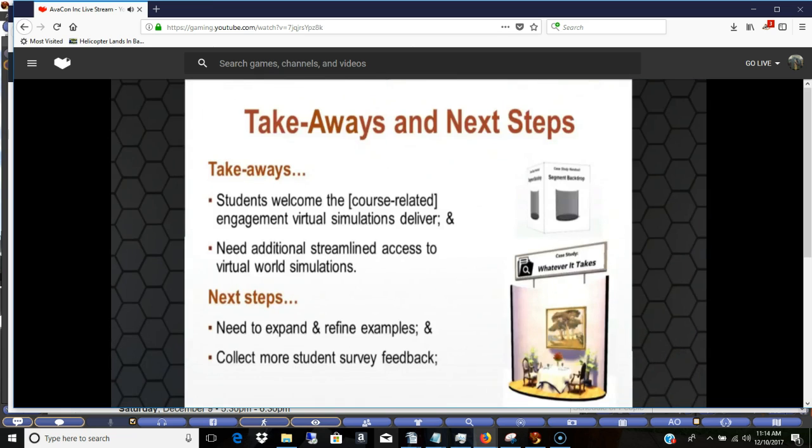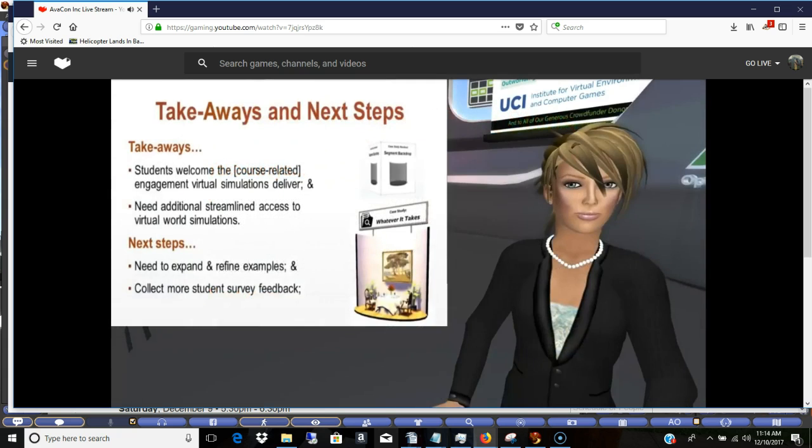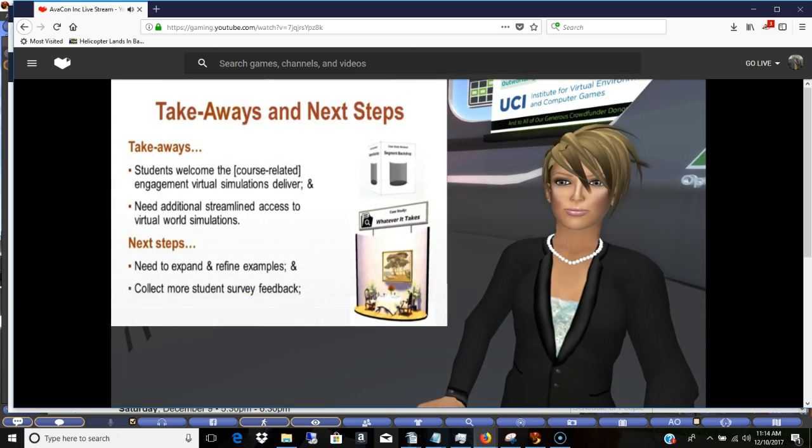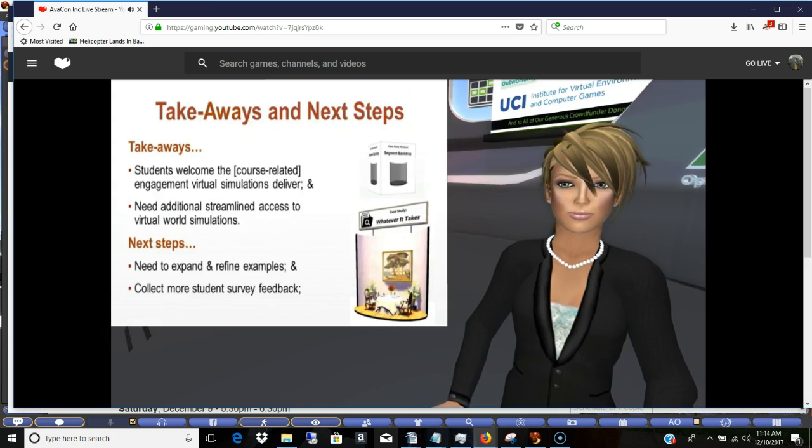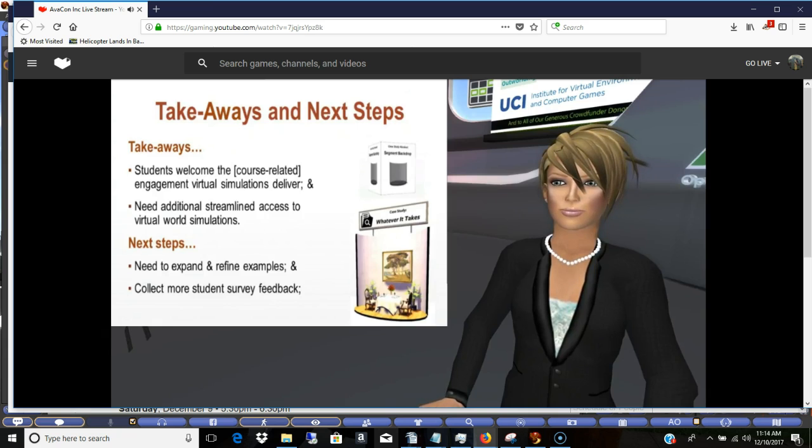So in terms of the takeaways from both my research survey findings and evolution of case studies, most of the students in my college level courses, and this includes both traditional aged and non-traditional aged students, welcome the added engagement possible from virtual world learning simulations. Still, students need more streamlined access to virtual world simulations, and I need to evaluate more what is the threshold for how much of the course deliverables will yield higher participation levels. But at the same time, there is a lot of student interest.